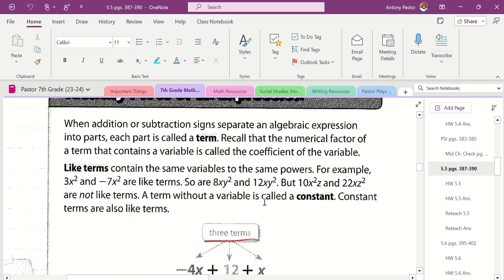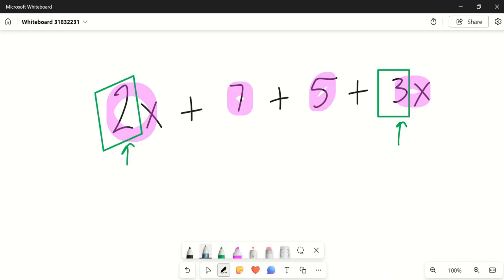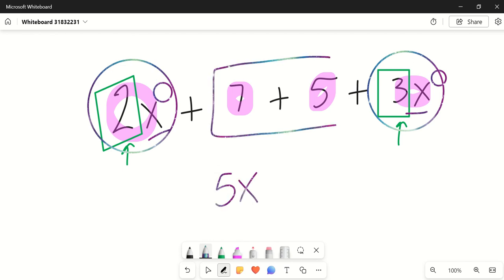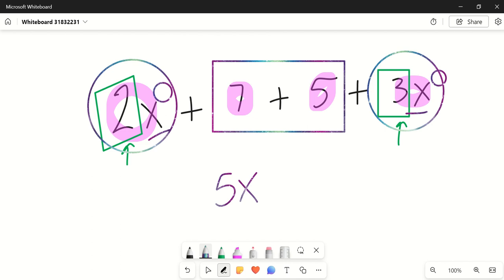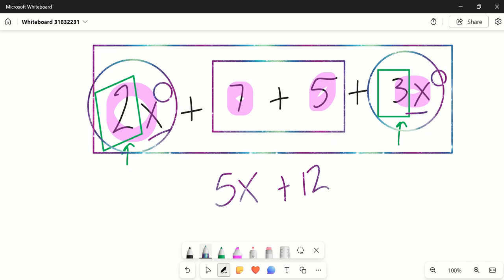Any term without a variable is called a constant. Constants are also like terms. So in this case, in order to simplify this, I would combine my like terms. 2x and 3x are like terms because they both have an x and they're both to the same power. There's no power there. So this would become 5x. And then the numbers that don't have a variable, these are both constants, are like terms also, and I'll combine them to make 12. So this giant line of 4 terms becomes this when I simplify.